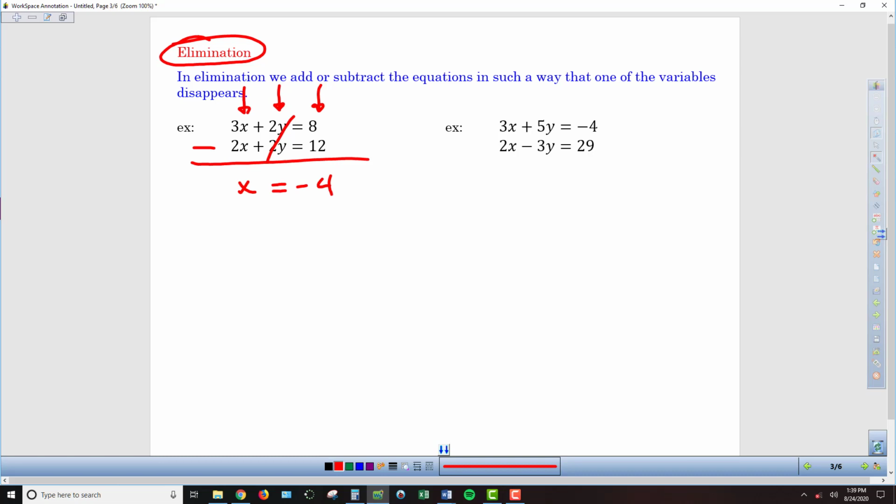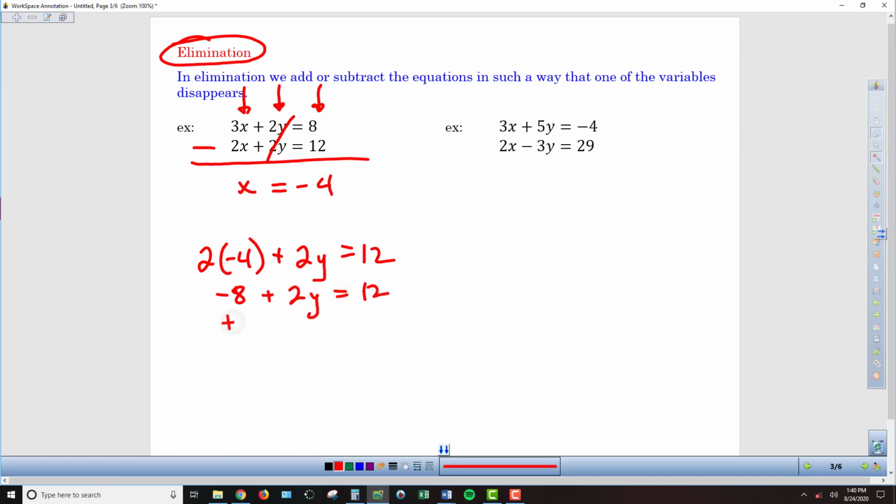But now we need to take that and substitute it into either of the two equations to figure out what the y-coordinate is. And it doesn't matter which one, we just want to pick the equation where we think it's going to be easiest. I don't think it really makes a difference in this example, so I'll use the bottom one. So we'll go 2 times negative 4, so replace x with negative 4, plus 2y equals 12. So now I just need to solve for y.